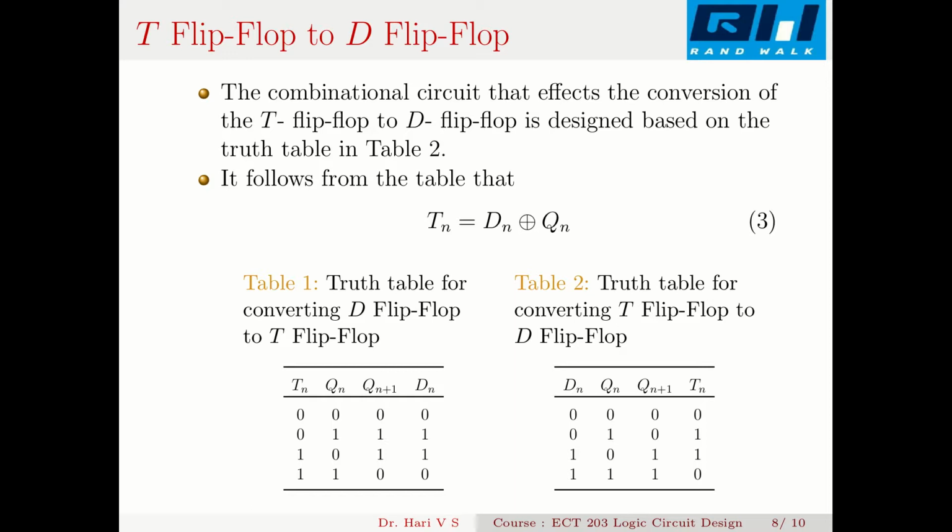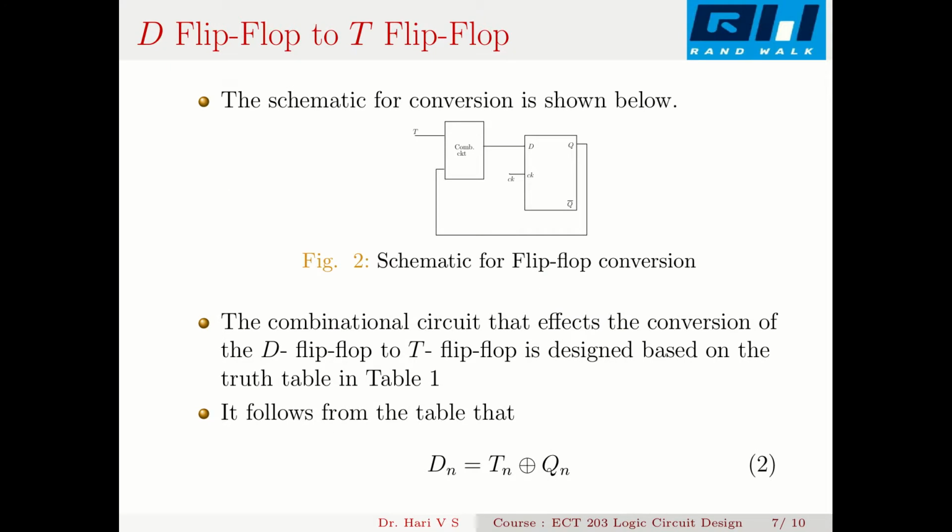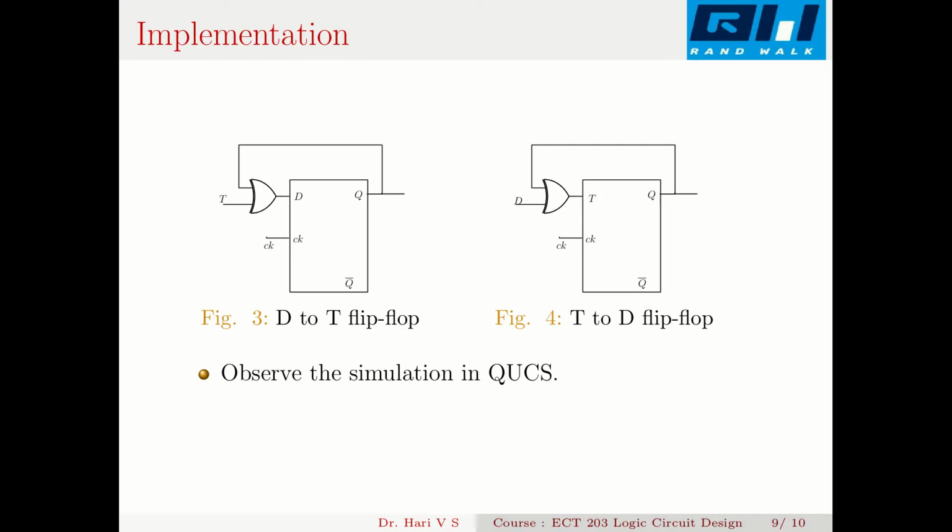So from this truth table you can know that dn as a function of tn and qn, if I write, it is tn XOR qn, because this is a truth table of an XOR function. dn is tn XOR qn. So this is how I designed that. So that circuit diagram looks like this. This is my D flip-flop. This is a T input. This is Q. D is T XOR qn. So this is how I achieve the conversion of a D flip-flop to a T flip-flop.